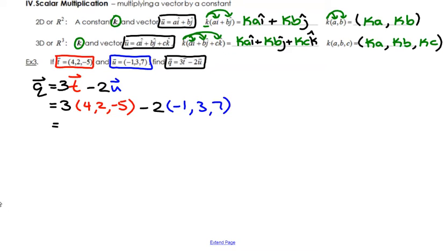Now I'm going to simplify. I'm going to take the 3 and distribute it in, but keep it as a vector: (12, 6, negative 15). The reason is that it looks really weird if you just have commas in between numbers and subtract signs without the brackets.